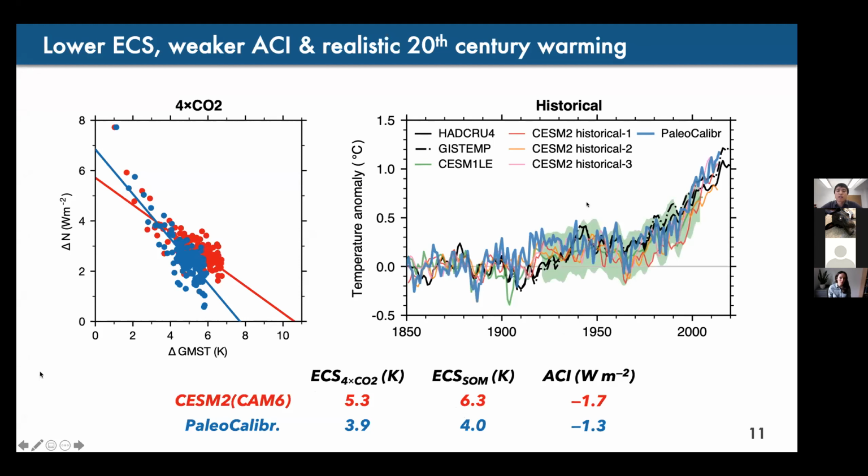The red figure here shows the temperature anomaly in the historical simulations. The blue is the paleo-calibrated configuration. You see that it well reproduces the 20th century warming in the observations, that's the black here. And the performance is overall as good as the standard CESM2 historical simulations.